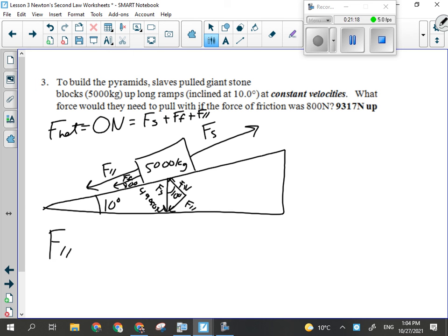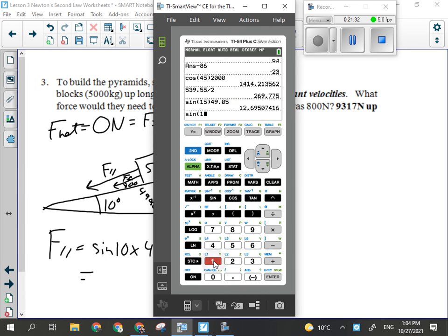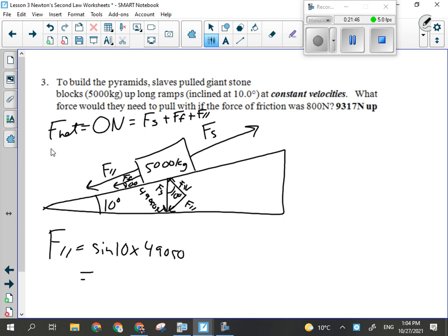So F parallel will be the sine of 10 degrees times 49,050 newtons, or times Fg. So sine of 10 times the hypotenuse. So the force parallel is 8,517 newtons down the ramp. And there's a force of friction of 800 newtons down the ramp. How much force in total down the ramp? 9,317 newtons. That means there has to be 9,317 newtons worth of force up the ramp.